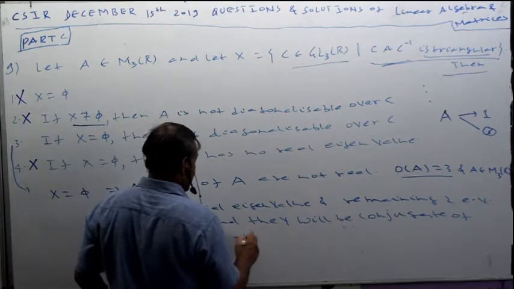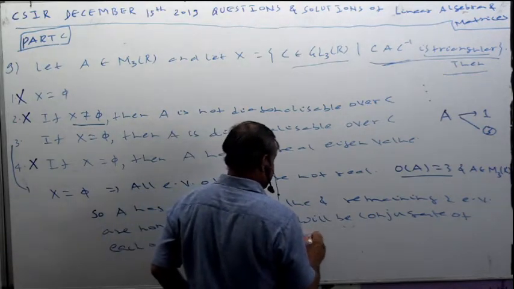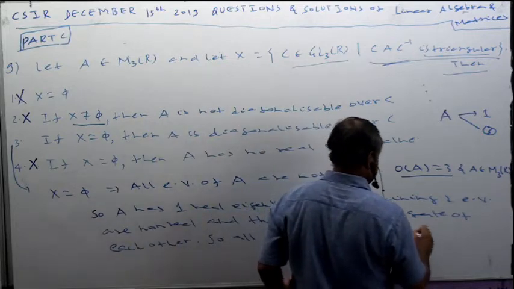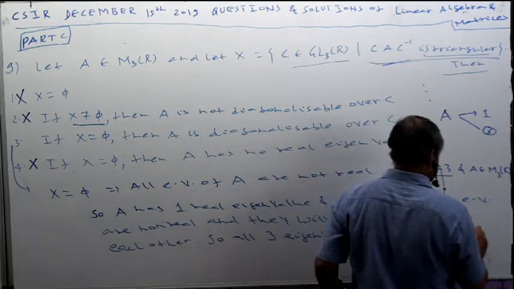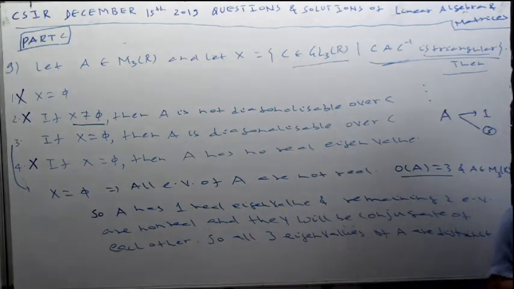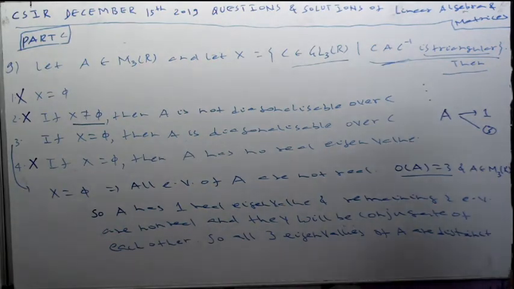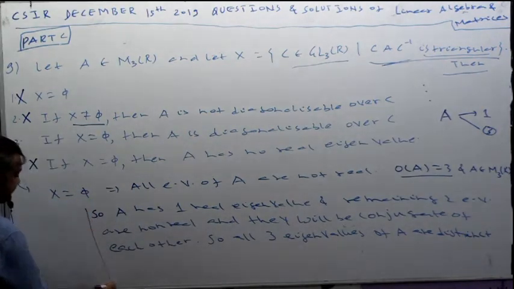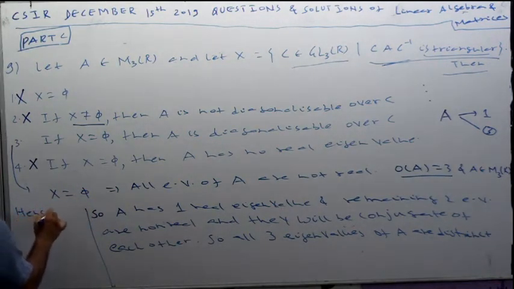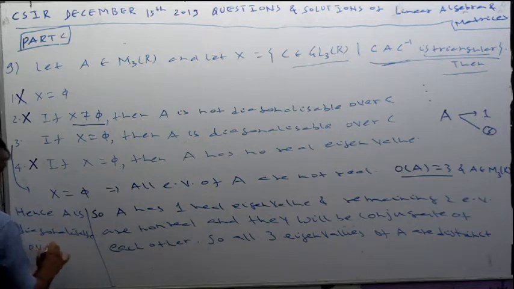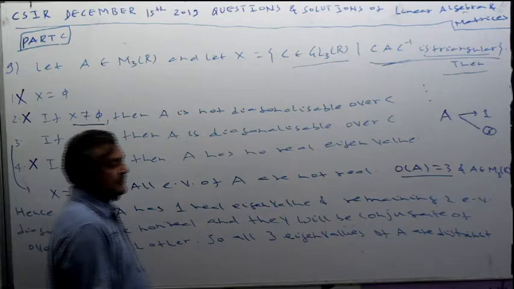So all three eigenvalues of A are distinct. So A is diagonalizable over C. So simple. All eigenvalues are distinct. Simple theory. Hence, A is diagonalizable over C. Happy with this?